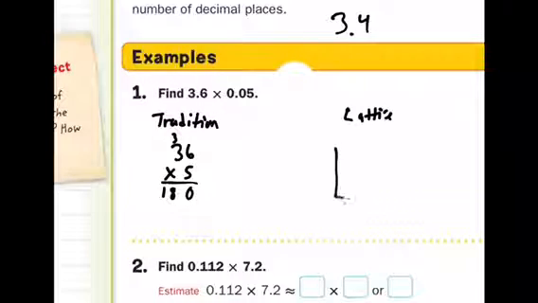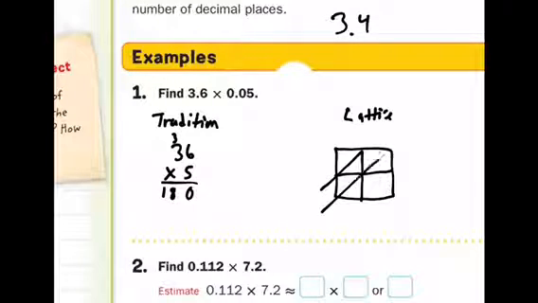So lattice, I'm going to do a 2 by 2. So I'll draw that real quick, and I'll show you why I'm doing a 2 by 2 instead of a 3 by 2. So I don't do one for this leading 0, but you do need one for any decimal zeros. So I have 3.6 times 0.05. Notice where the decimals go.